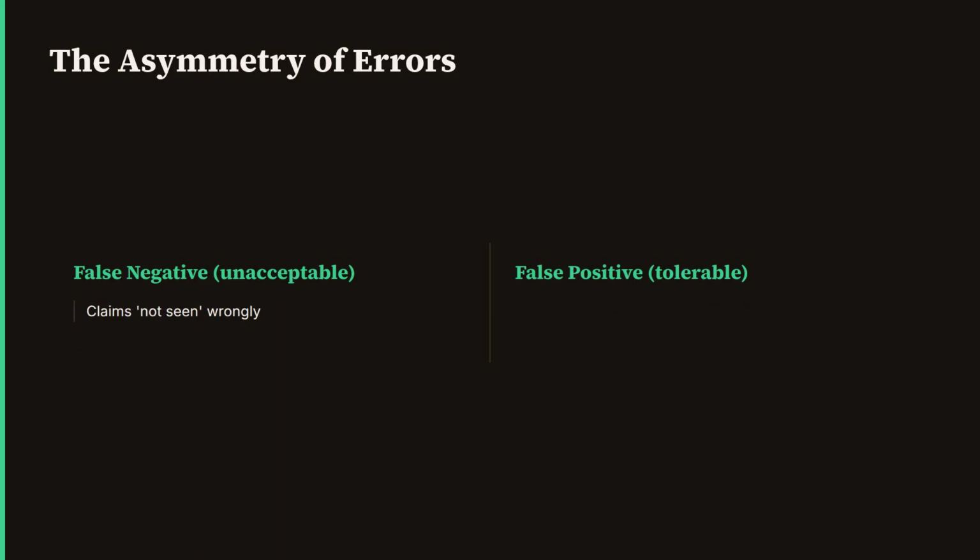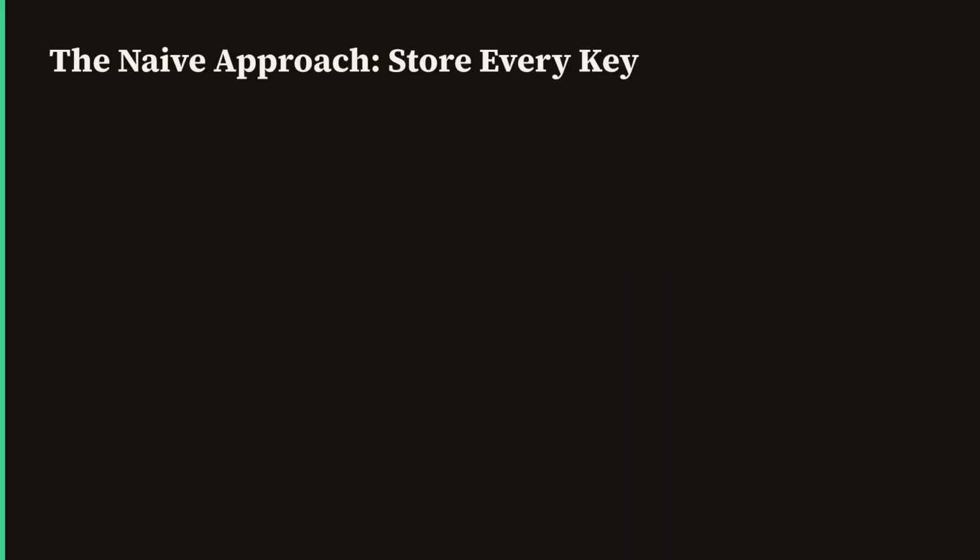So you want that direction of error off the table entirely. But answer wrong in the other direction, occasionally claiming you have seen something when you have not, and the cost is small. You just do the expensive disk read or the network call you were trying to avoid, and you get the correct answer anyway.